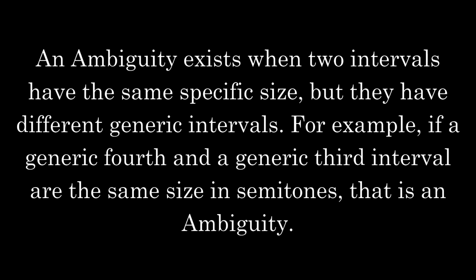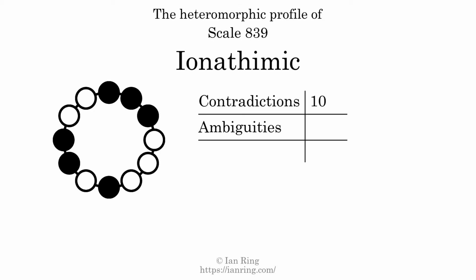An ambiguity exists when 2 intervals have the same specific size, but they have different generic intervals. For example, if a generic fourth and a generic third interval are the same size in semitones, that is an ambiguity. The number of ambiguities in this scale is 17.